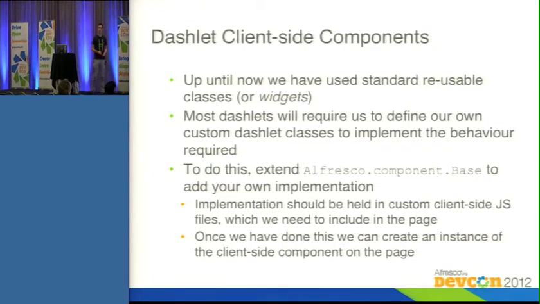Now, Alfresco, as I mentioned, provides those widget classes. It also provides a base class that we can use. It's called Alfresco Component Base. I won't go into the technical details of what that does, but effectively, it allows us to easily set up a custom JavaScript object and bind that to a particular dashlet in this instance. So we're going to create a new JavaScript class here, and that class will extend Alfresco component base. By doing that, we'll be able to easily set that up and add it to the page to add our own custom JavaScript behaviors.